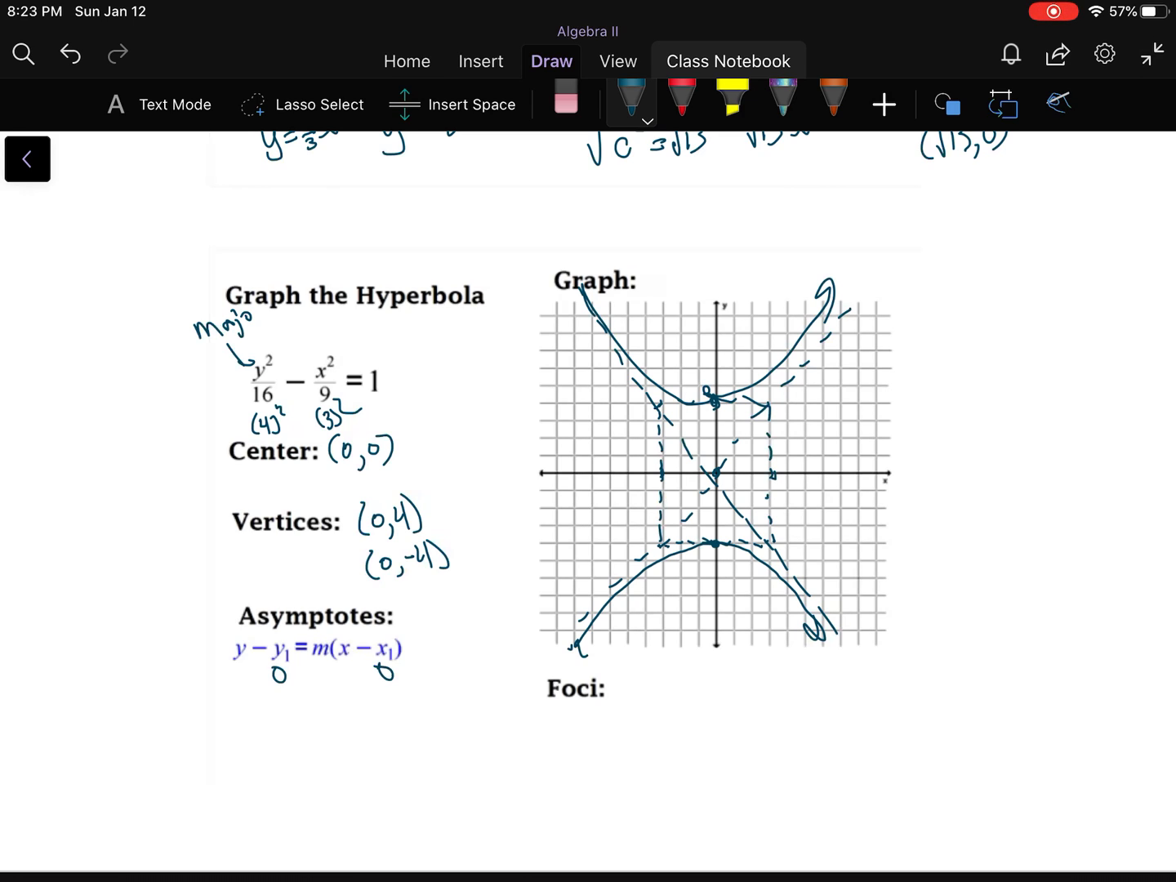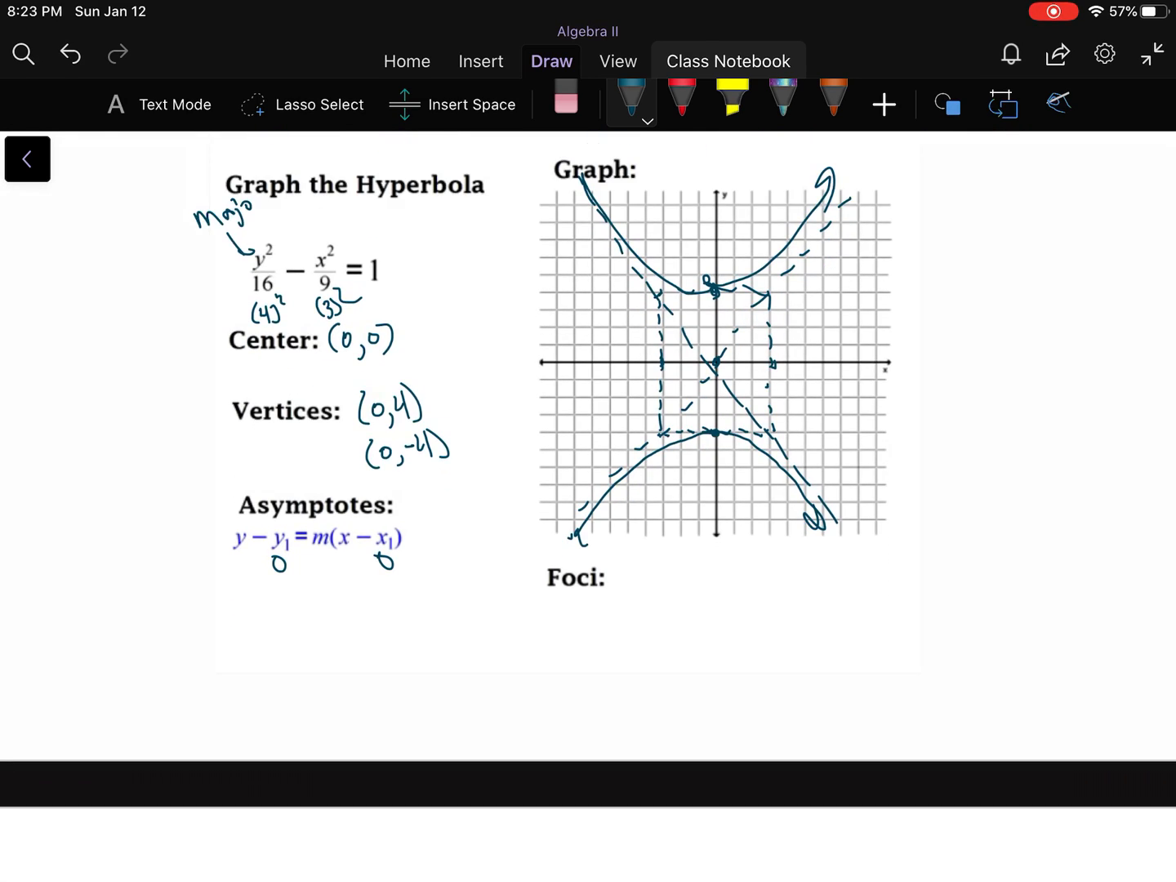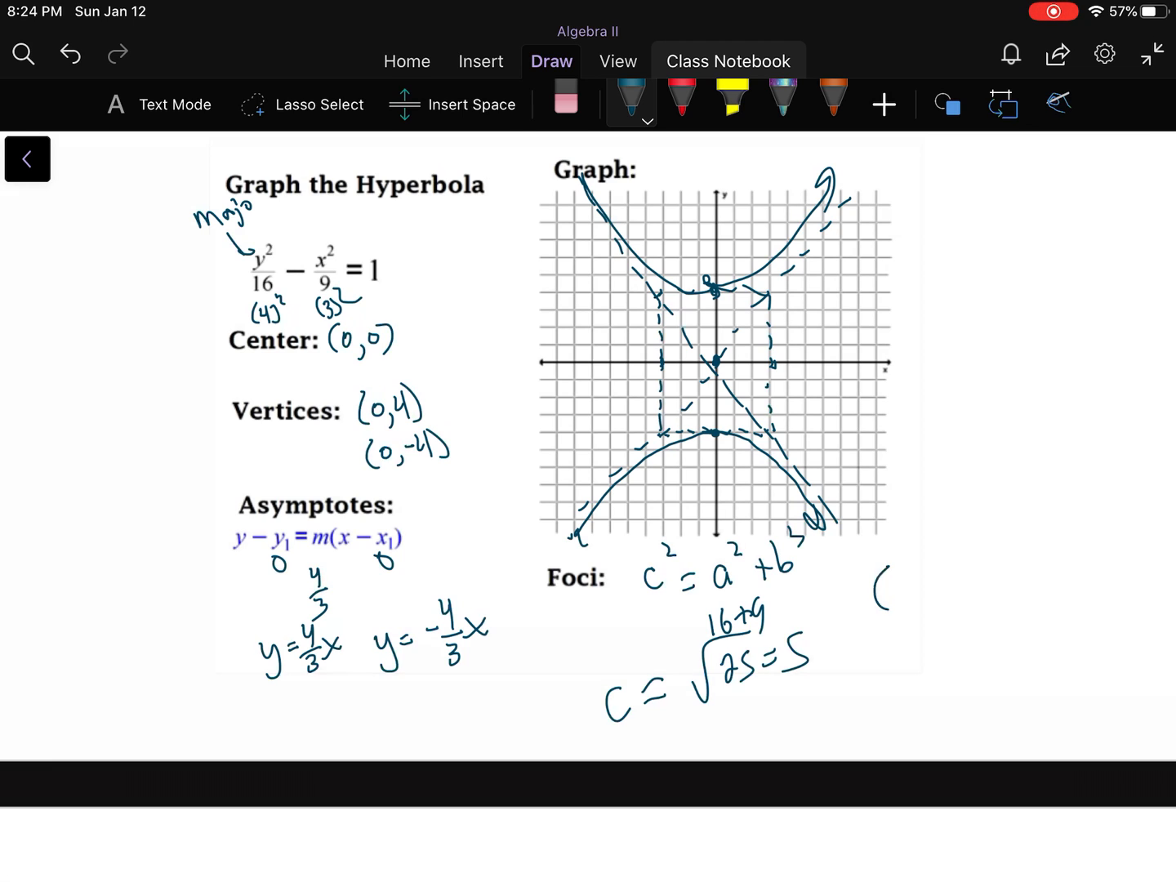Okay, again, I'll use 0, 0 for x1 and y1. That's a point that's on my graph. And I'll go up, let's see, I guess it's going to be 8 and over 6. But it's basically going to turn into, from the center to this corner, so up 4 over 3. There's the positive sloped one. There's the negative sloped one. Okay, and then the foci. C squared is going to be a squared plus b squared. So 16 plus 9, 25. Square root of that. So 5. So on the y-axis, 0, 5, and 0, negative 5.